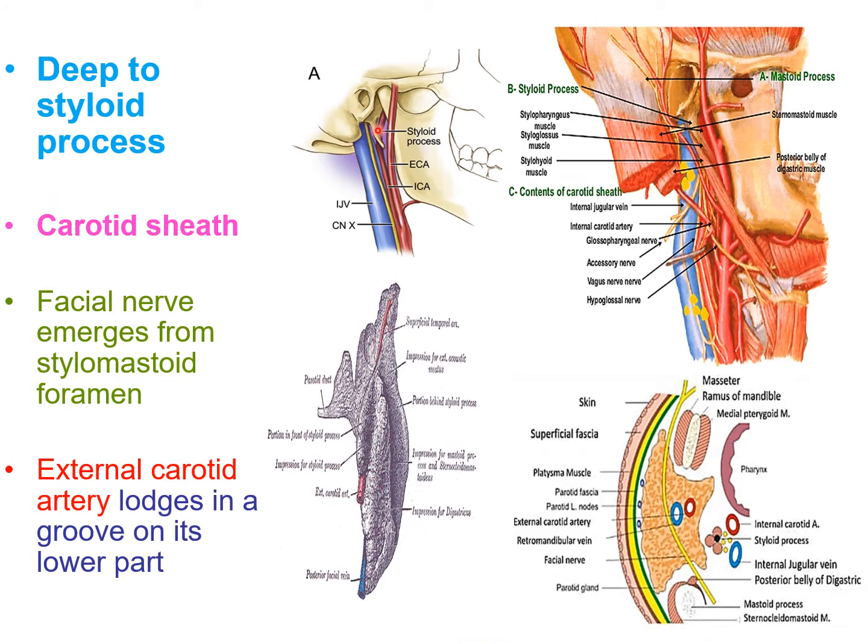So we have seen that the styloid process separates the posteromedial surface of the parotid gland from the structures which lie deep to the styloid process, that are the contents present in the carotid sheath, which are the internal jugular vein and the internal carotid artery along with the last 4 cranial nerves. Also we see that the facial nerve emerges from the stylomastoid foramen and enters the posteromedial surface of the gland and traverses through the substance of the gland.